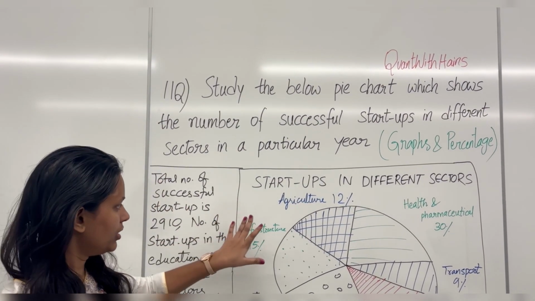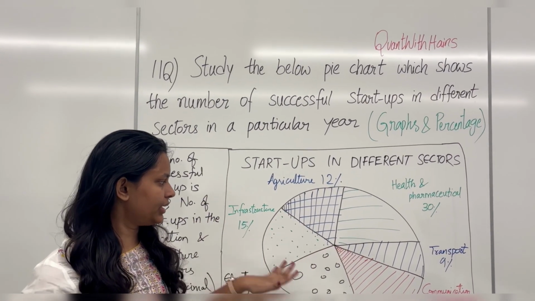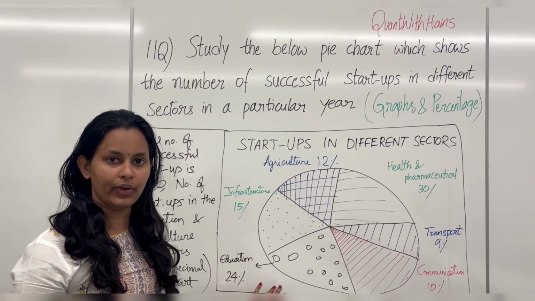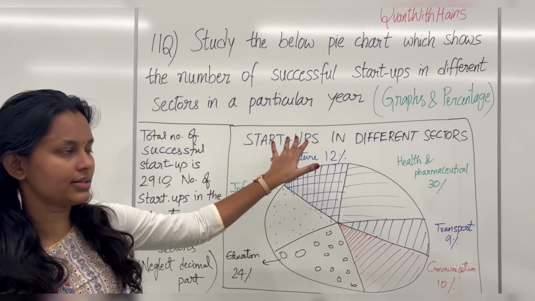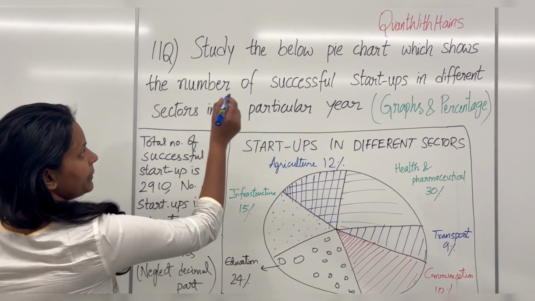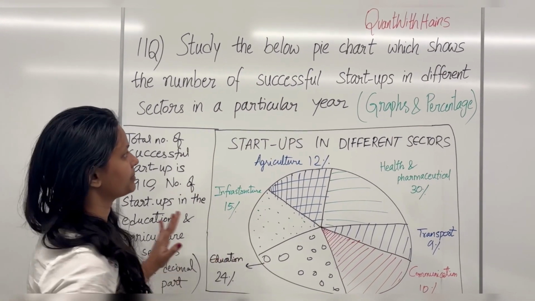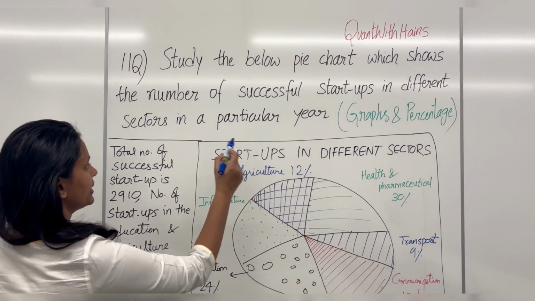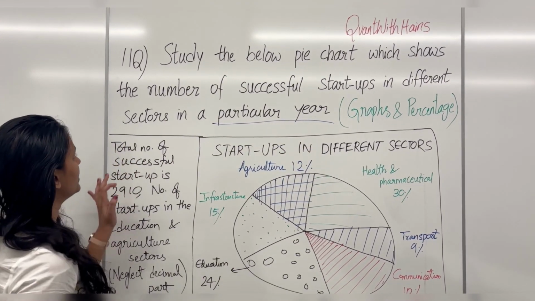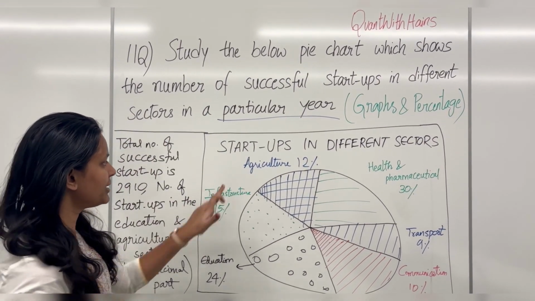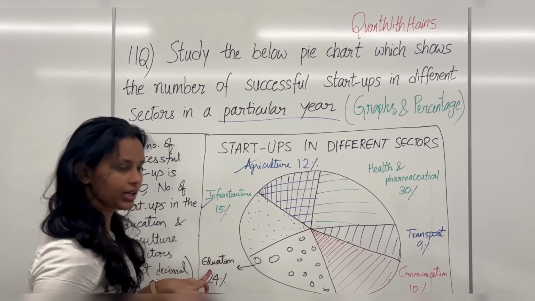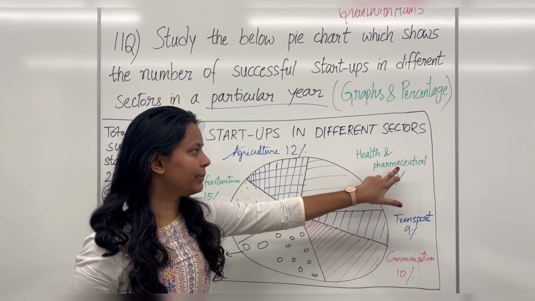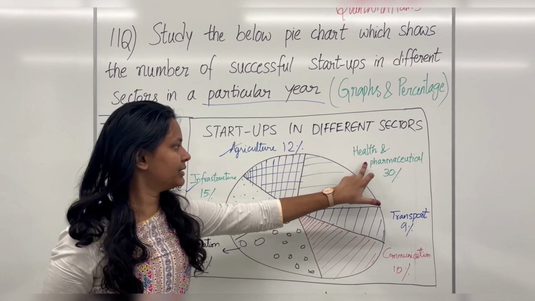Here the data is given in pictorial form, it means a picture. We need to understand this data and find the solution. Here the percentage concept is used. Study the below pie chart, which shows the number of successful startups in different sectors in a particular year. Sectors means agriculture, infrastructure, education, communication, transport, health and pharmaceutical, which means the medical department.